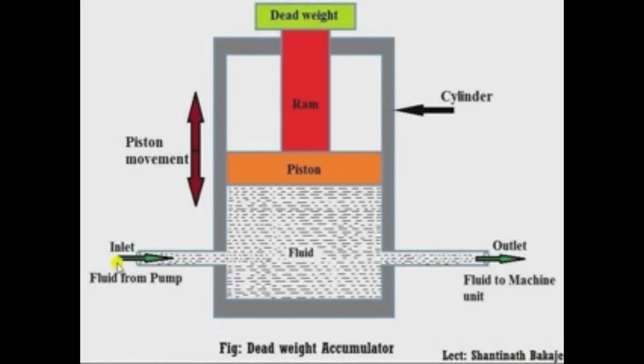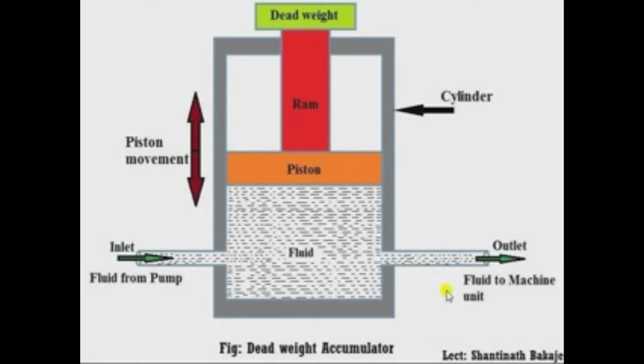When the fluid is supplied from the pump into the cylinder, the fluid forces the piston to move upward. So the piston starts moving from the lowermost position to the topmost position of the cylinder. When the piston reaches the topmost position, the fluid fills the complete area of the accumulator. Due to this, pressurized fluid energy is stored in the accumulator.